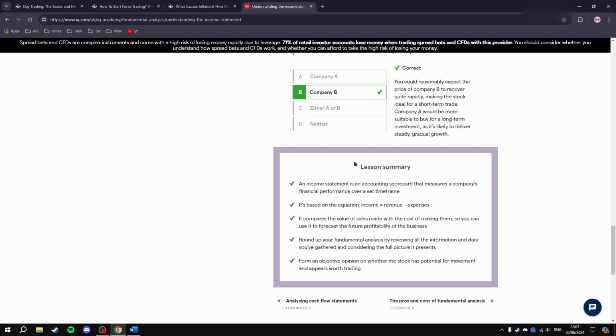Round up your fundamental analysis by reviewing all the information and data you've gathered and considering the full picture it presents. Form an objective opinion on whether the stock has potential for movement and appears worth trading.